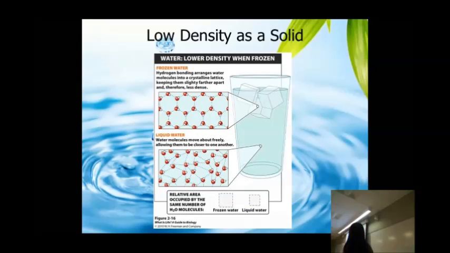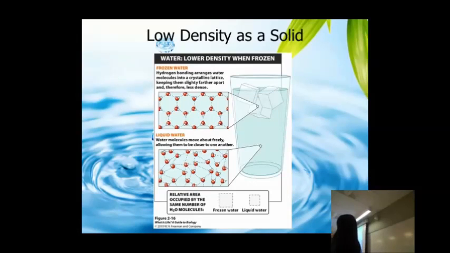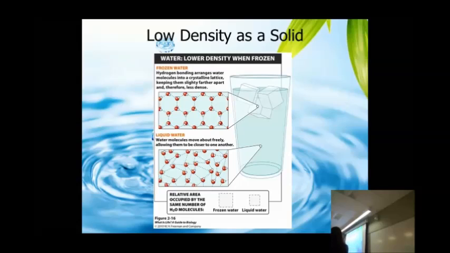Water also has low density as a solid. That means that if you put ice cubes into your drink and then you pour the drink on top of them, the ice cubes are going to float up from the bottom. And that's because the frozen water has a lower density than the liquid water.